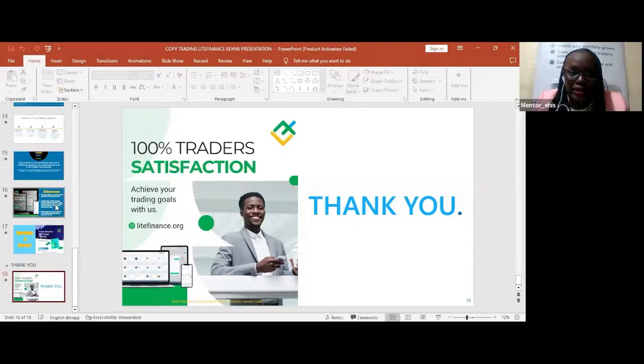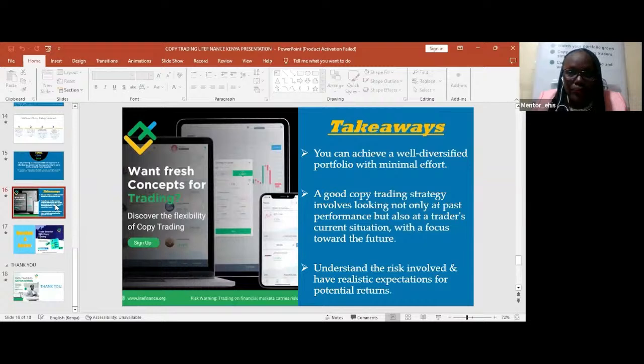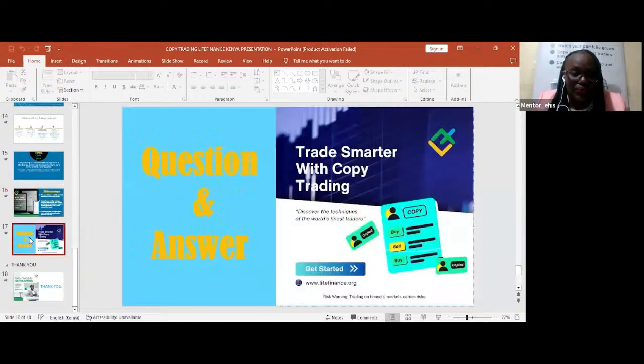And as I said, you can have these takeaways, take them home. Remember, you understand the risk involved, have realistic expectations towards the market, and do analysis of anyone you are planning to copy, and you are good to go. So I wish to appreciate this. If there is no other question, I wish to sign out.